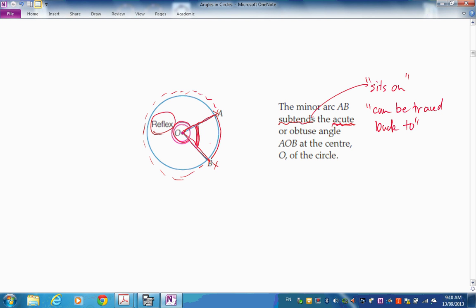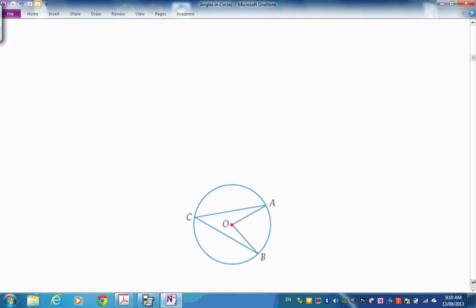Okay, so these are angles at the centre that we're thinking about tracing back to where they're coming from, what they're sitting on as points on the circumference. Please now start writing this down. Subtends is a common word in circle geometry. It means you can trace the angle back to, or it sits on, a part of the circumference or an arc. So that's the idea. Arcs subtend angles.